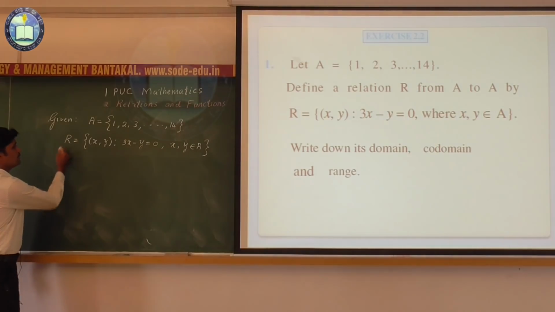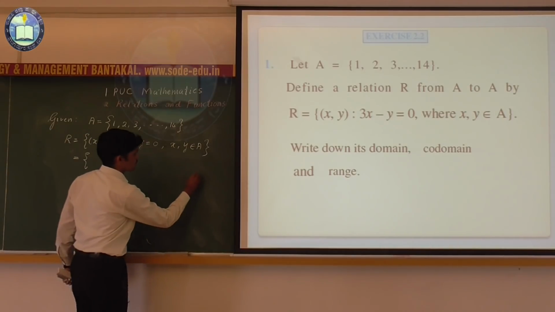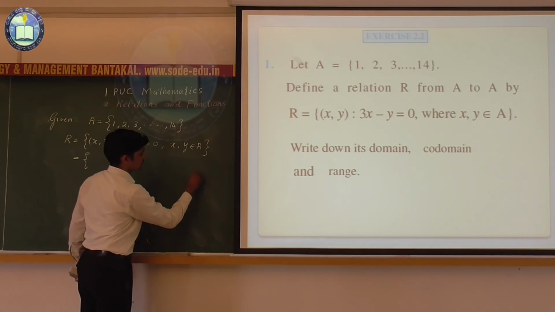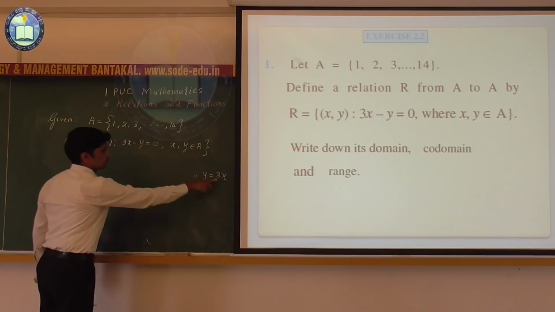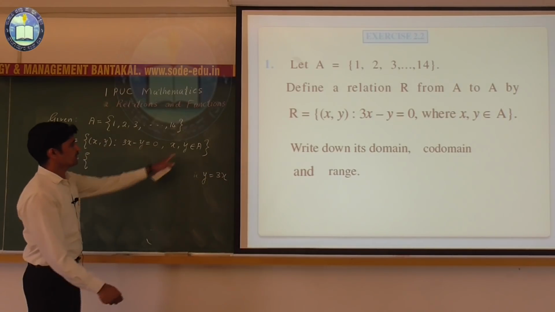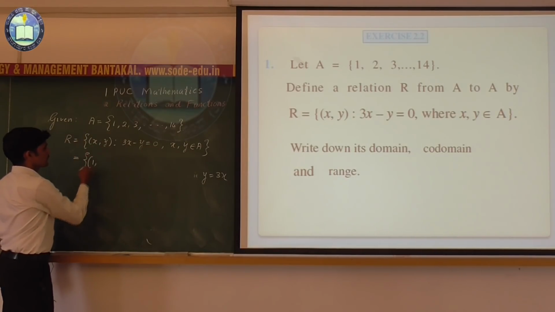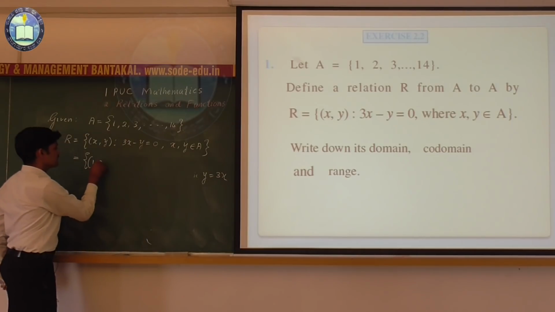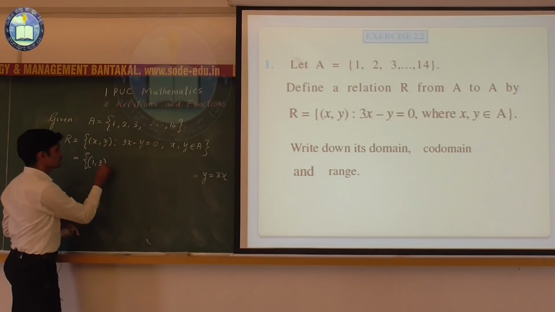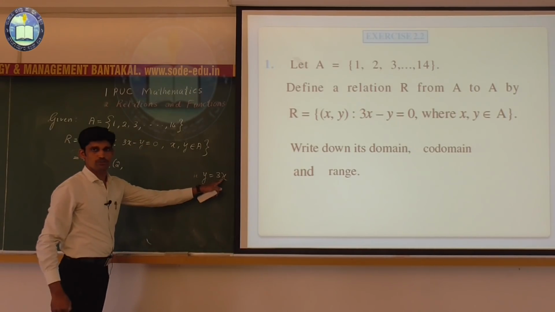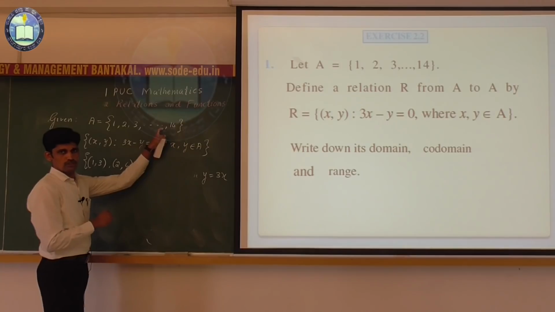If we list the elements of this set in roster method, here we have 3x minus y equal to 0, means y is equal to 3x. We know the value of x is 1, 2, 3, 4 up to 14. Then we get the corresponding value of y, which must be in the same set. So let us give x is equal to 1. Then the value of y is 3 into 1, that is 3. 3 also belongs to the second set. Next, let us give x is equal to 2. When we give x is equal to 2, y value is equal to 6, and 6 also belongs to set A.